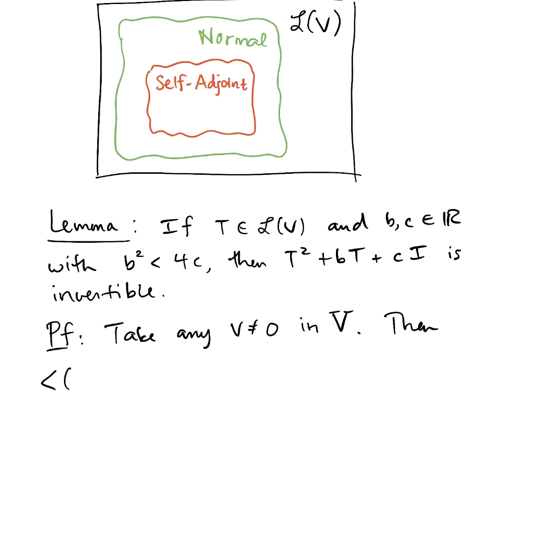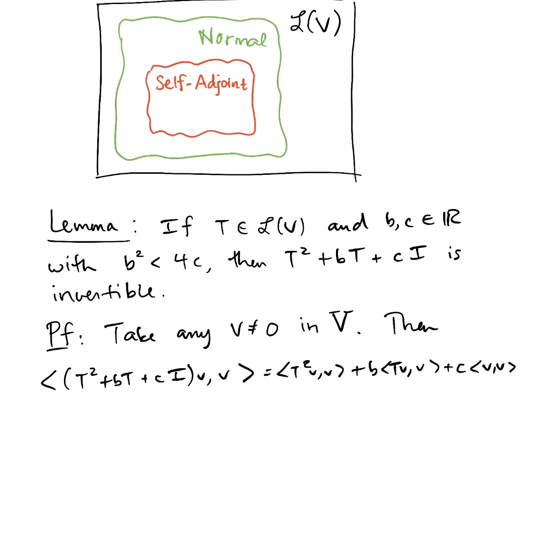Then the inner product of T squared plus bT plus cI acting on v with v. All right, let's multiply this out. So what do we got here? We got T squared v against v plus b Tv against v plus c v against v. And all that is just additivity and homogeneity in the first slot.